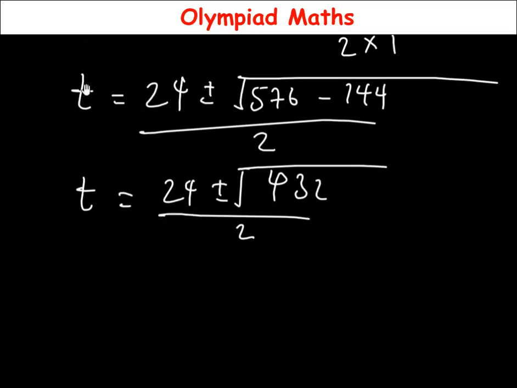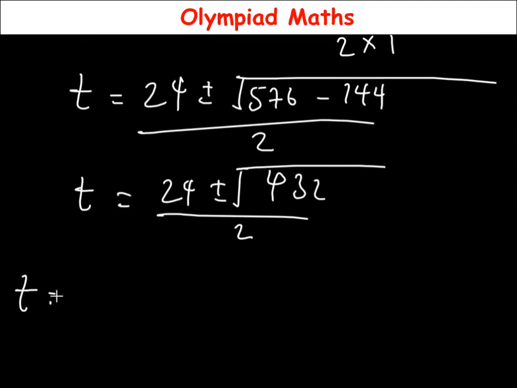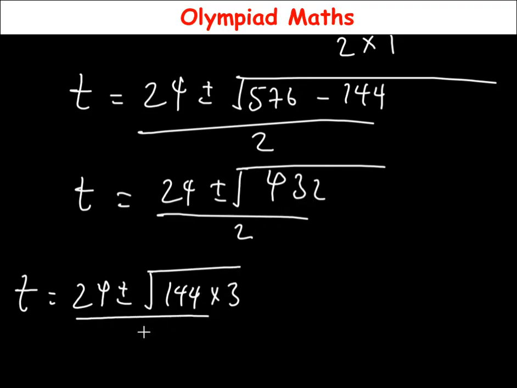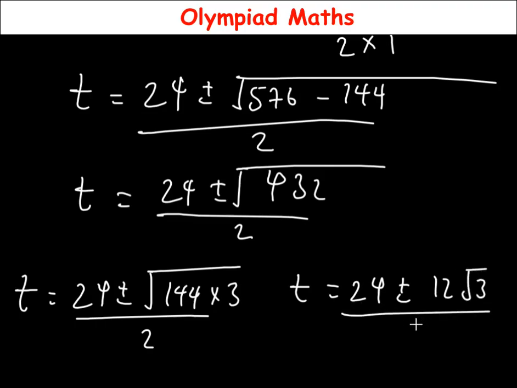So working with this, the value of t is then equal to 24 plus or minus root 432. Now 432 can be written as 144 times 3. This will give us 432, then all over 2. So t is equal to 24 plus or minus root 144 is 12, then root 3, so root 144 times root 3, then all over 2.